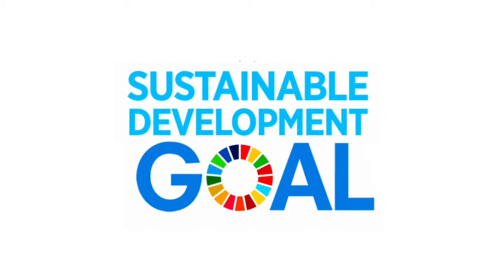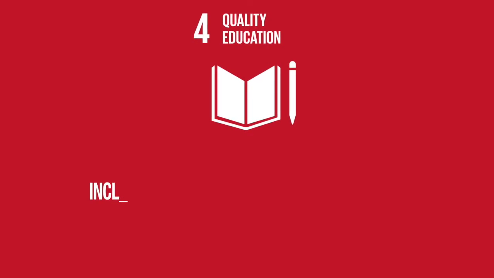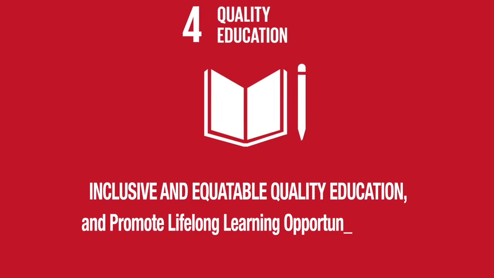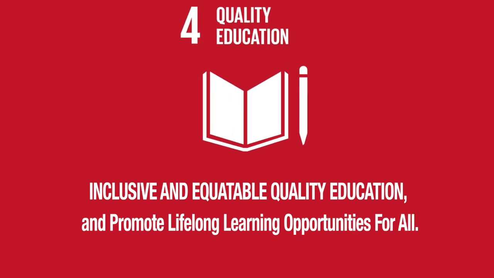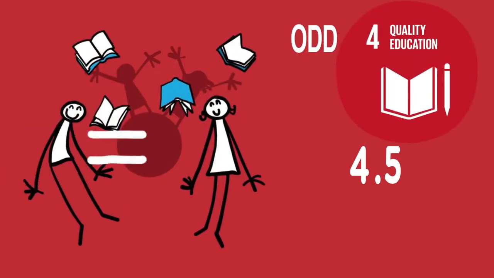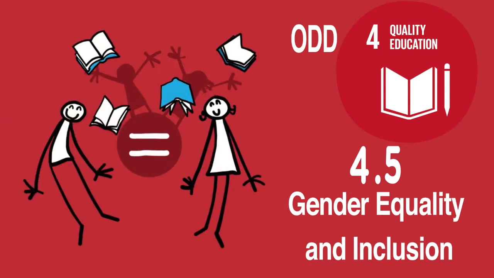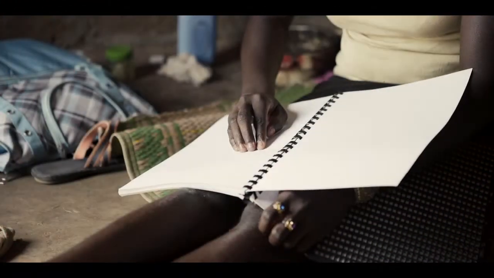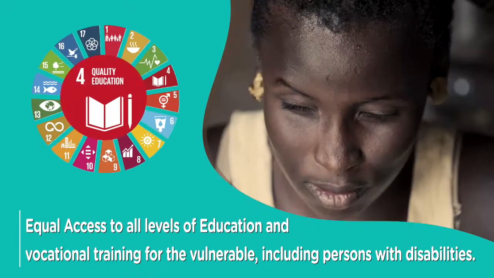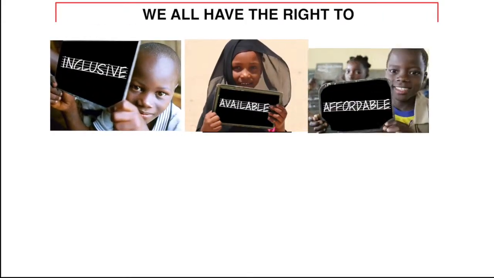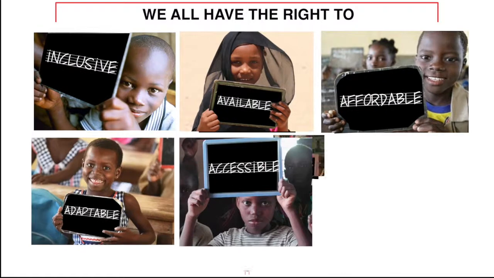Sustainable Development Goal 4 aims to ensure inclusive and equitable quality education and promote lifelong learning opportunities for all. Target 4.5 of SDG 4 focuses on eliminating gender disparities in education and on ensuring equal access to education for vulnerable people, including people with disabilities. All children, including those with disabilities, have the right to an education that is inclusive, available, affordable, adaptable, accessible, and of high quality.